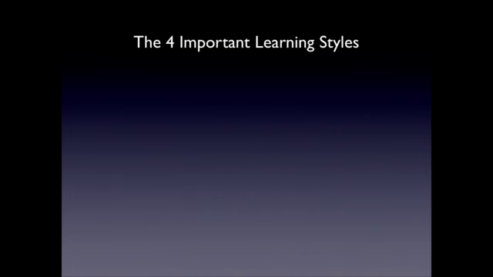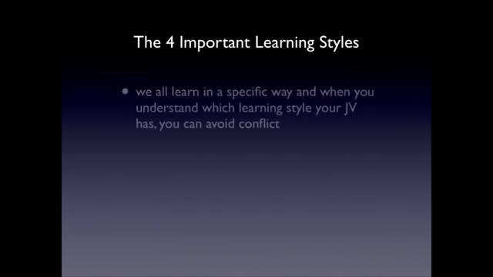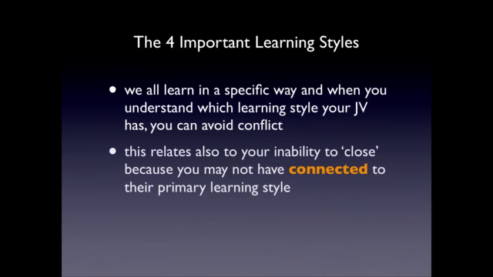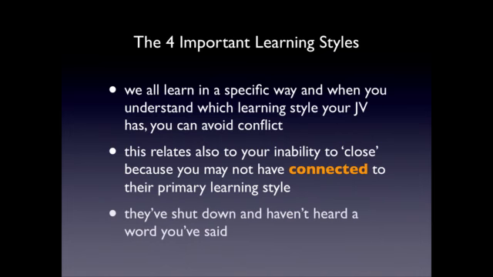In the most basic form, there are 4 learning styles. And we all learn in a specific way. So when you understand which learning style your JV has, you can avoid the conflict. And this relates also to your inability to close, because you may not have connected yet to their primary learning style. What they've done is shut down, and they haven't heard a word you've said if you are not connecting on that learning style.